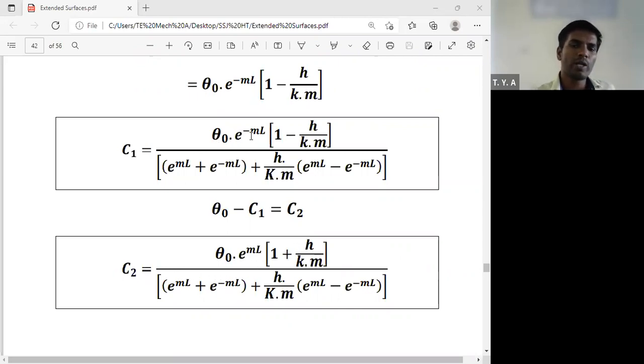इथं बघा C1 च्या व्हॅल्यू मध्ये काय e raised to minus ml आहे, इथं काय आलेलं आहे e raised to ml आहे. इथं 1 minus h upon km आहे, इथं काय आलेलं आहे बघा 1 plus h upon km. हे सिम्प्लिफाय केले की तुम्हाला आन्सर मिळेल. C2 is equal to theta 0 into e raised to ml into bracket 1 plus h by km divided by e raised to ml plus e raised to minus ml plus h by km into e raised to ml minus e raised to minus ml.